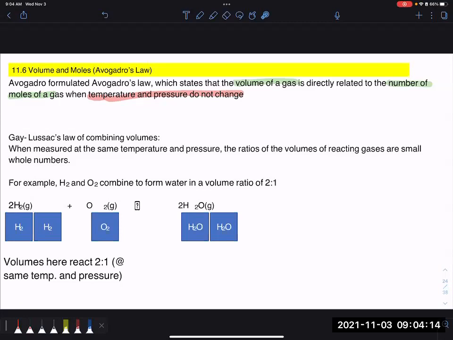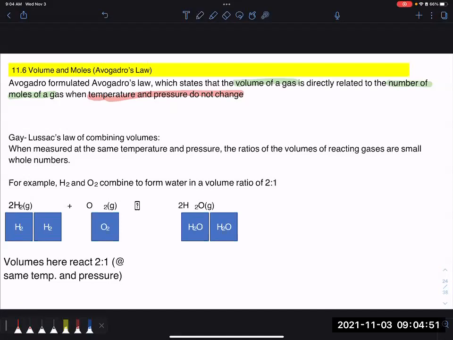So here we have, why is it 2:1? Volumes here react 2:1 at the same temp and pressure. I would expect this to be 3:2 because we have 2 moles of hydrogen, 1 mole of oxygen forming 2 moles of water vapor. So if you think about this, I'm going to question the slide.